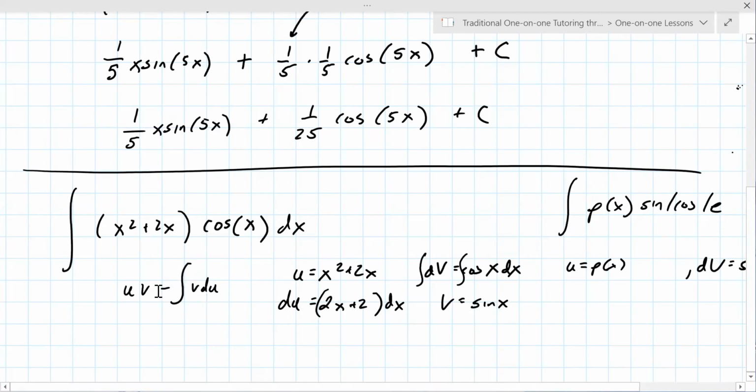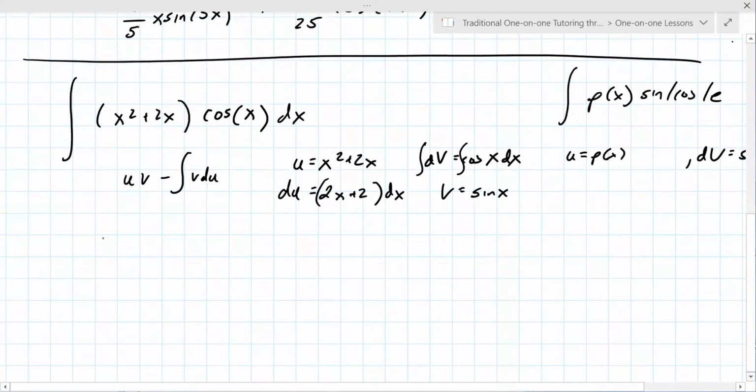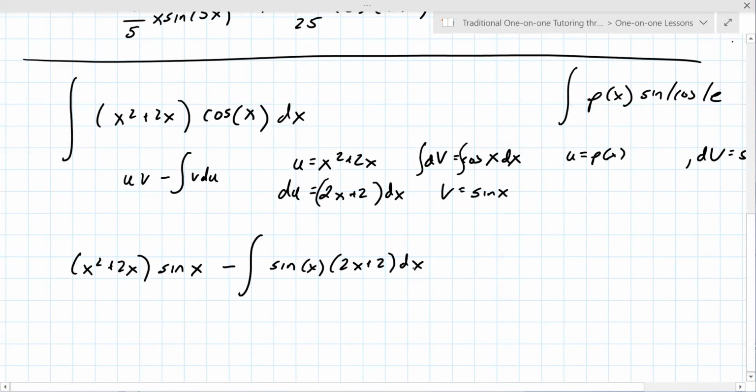You have to remember that. Do you get a note sheet on this test? Probably not. Okay. So you better have this all down, those trig substitutions, partial fractions, all that fun stuff. So your uv here is x squared plus 2x times v, sine x, minus the integral of v, which is sine x, times 2x plus 2 dx. And the order doesn't matter here. It doesn't matter that the sine is in front of this.